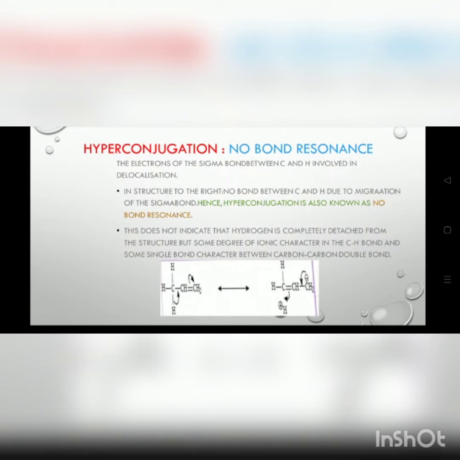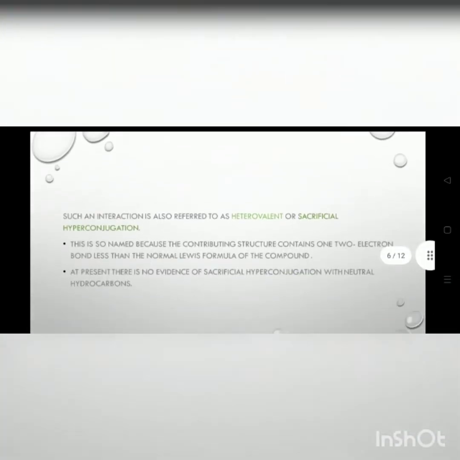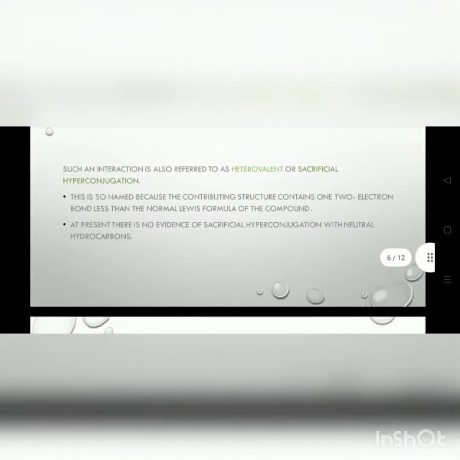This does not indicate that hydrogen is completely detached from the structure, but there is some degree of ionic character in the carbon-hydrogen bond and some single bond character in the carbon-carbon double bond. Such an interaction is also referred to as heterovalent or sacrificial hyperconjugation. This is so named because the contributing structure contains one two-electron bond less than the normal Lewis formula of the compound. At present, there is no evidence of sacrificial hyperconjugation with neutral hydrocarbons.